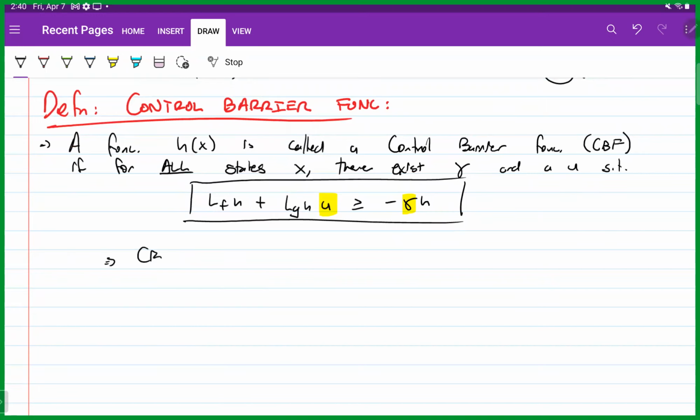So CBF enforces safety through input. All right. So the fact that it uses this input term to enforce safety is what gives it the name control barrier function. All right. So the barrier part talks about safety. Control part talks about the fact that we're controlling the safety through our input to our system.